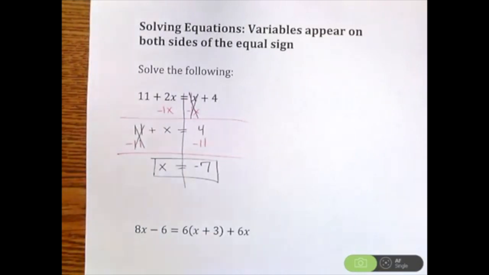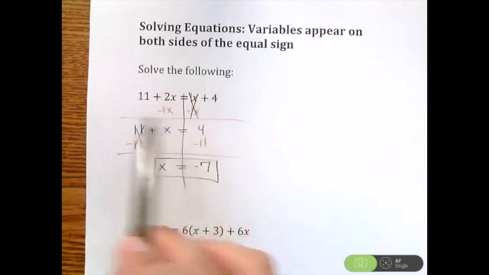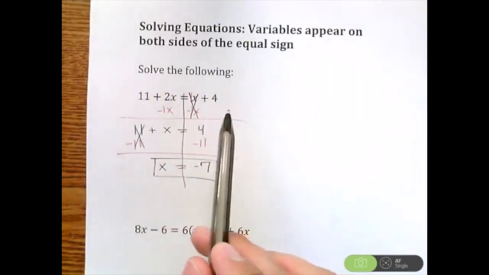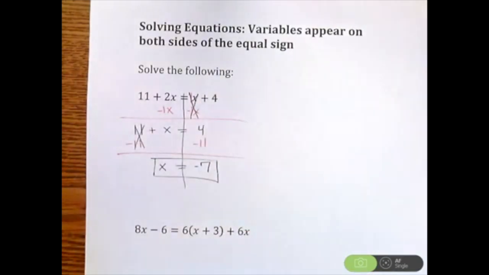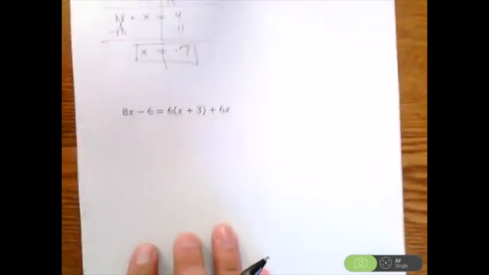So not really anything too crazy and new. All you got to do is make sure you get all your x's on the same side. Get them all on the left or get them all on the right. And then just solve like we've been solving in the past few videos. One more example for you here. I'm going to make it a little bit more complex.